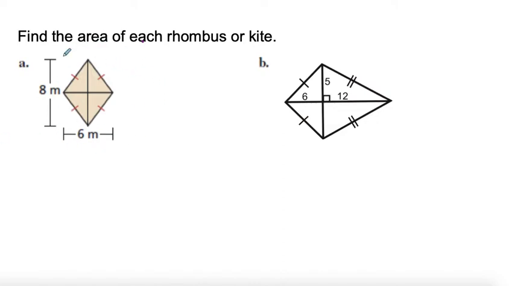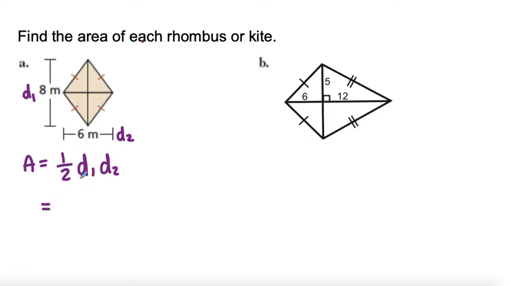Okay, so this first one, we want to find the area of each rhombus or kite. Here I have a rhombus. Just a reminder, my area is going to be 1/2 d1 times d2. I'm going to label d1 and d2 in my picture. It doesn't really matter which one's which. Let's say 8 is my diagonal 1, this diagonal. And this diagonal is 6, so that's d2.